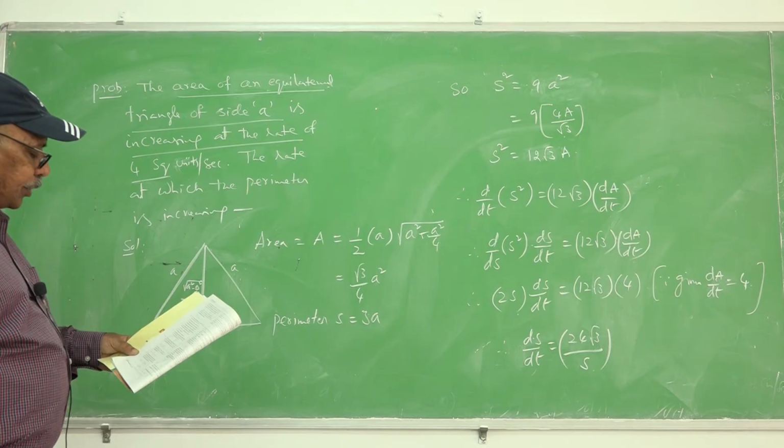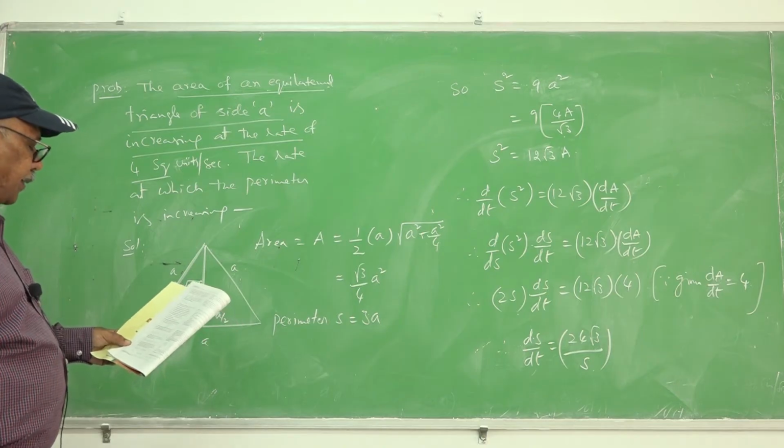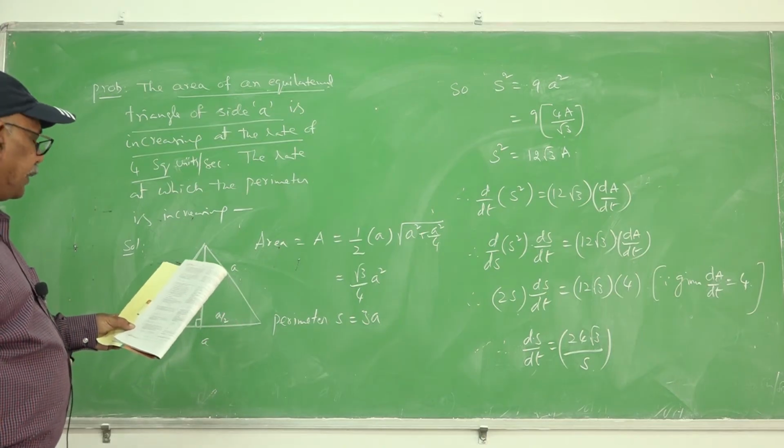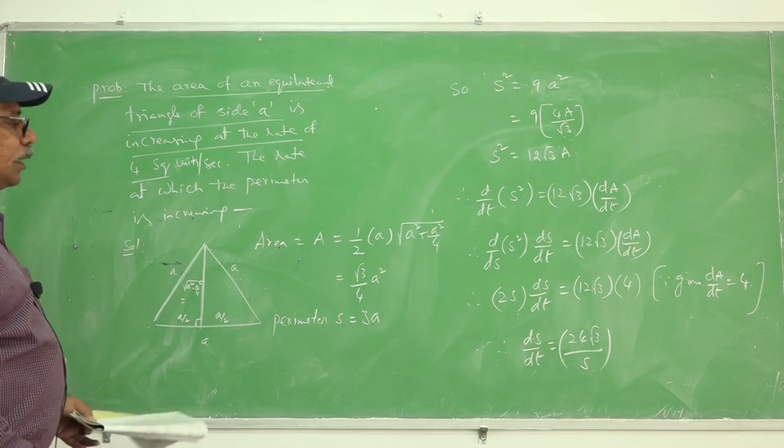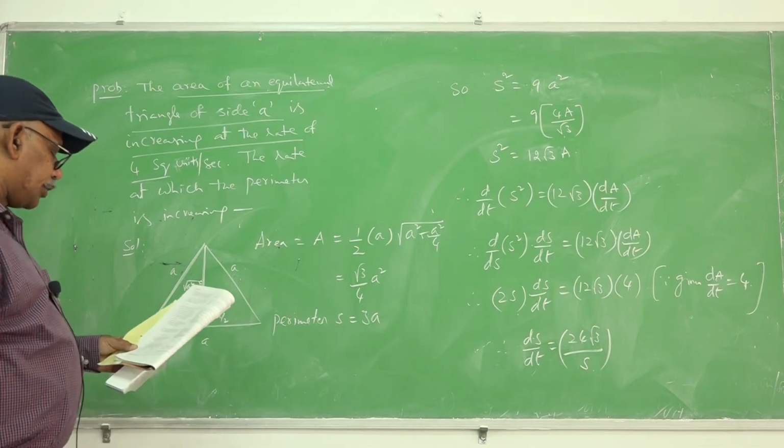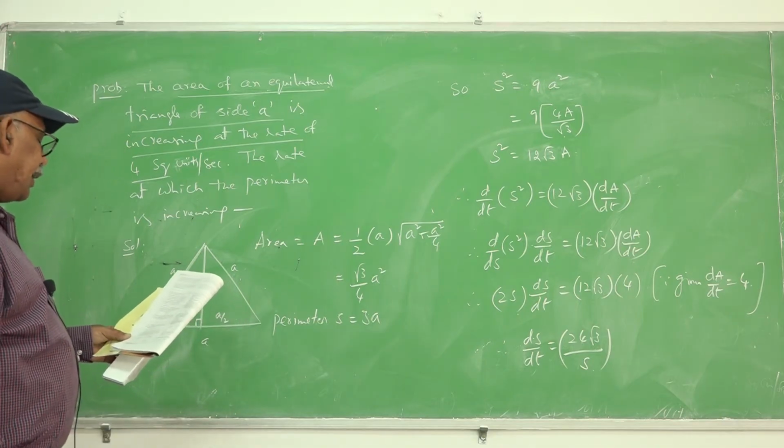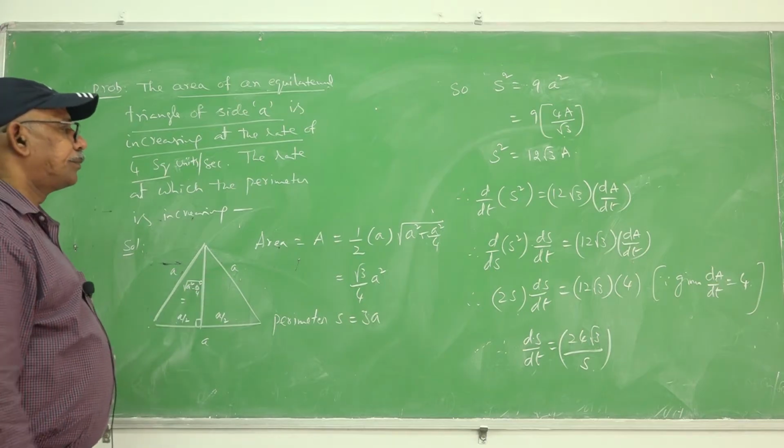The rate of change at which the perimeter is increasing is 24 root 3 by S itself. You can write it in terms of A also.